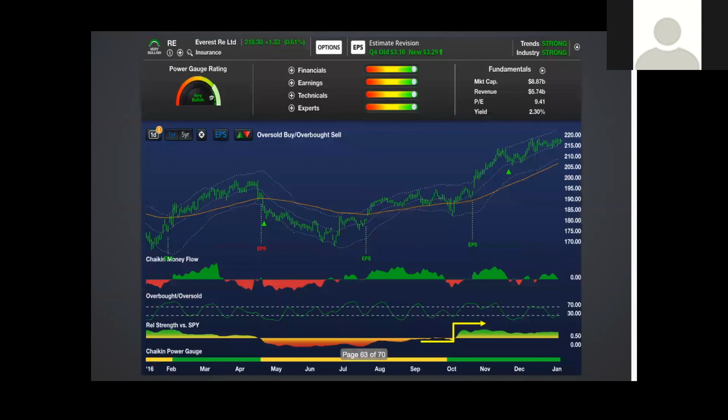And this is what RE looks like. Everest Reinsurance had a bullish personality change in October at 190. It's moved up to almost 220. And notice the 4 components of the Chaikin power gauge rating are all bullish. And analysts are raising their estimates. How do I know that? Right up here in our earnings alert window, estimate revision for the 4th quarter: analysts have raised their estimates from 310 a share to 329. So all the elements of Chaikin are embedded in this chart. This is the discipline we want you to follow.